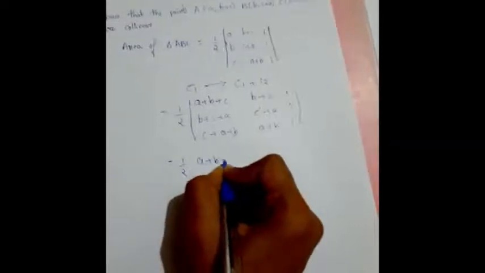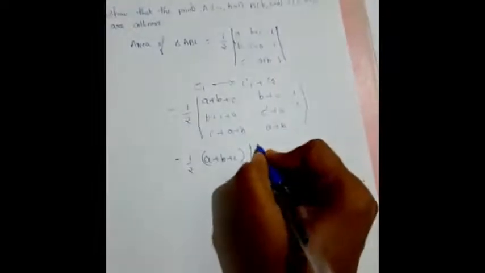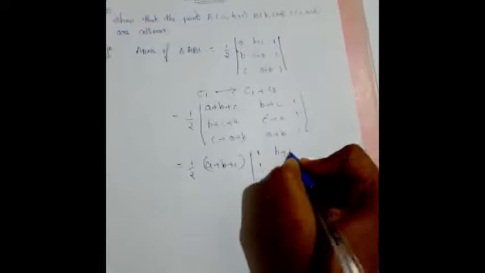Okay. Next, take the common factor. See here, in this first column, all elements are the same. If I take a plus b plus c outside, then you will get in the first column 1, 1, 1. You all know these properties. And next the second column, b plus c, c plus a, a plus b. The third column is 1, 1, 1.